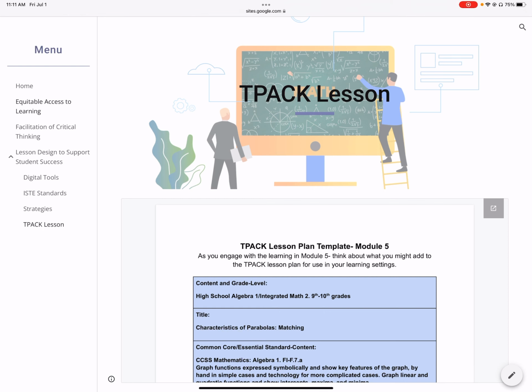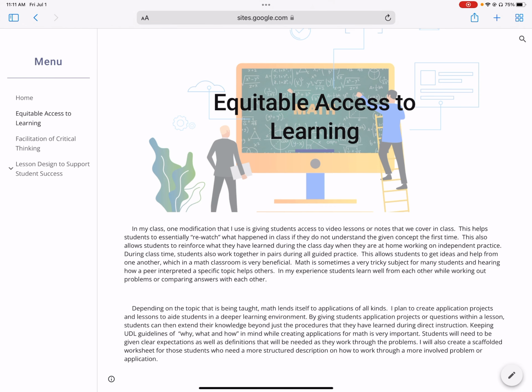Going through equitable access to learning. I have found it very helpful to record lessons just like you are watching now in order to put those up on my school webpage for students that, one, are absent, or two, might have just missed a little something during class and they don't have time because of sports or work or what have you after school to come get help. They have the opportunity to watch these video lessons back at home and then come in the next morning to get their questions clarified and the extra help that they need.